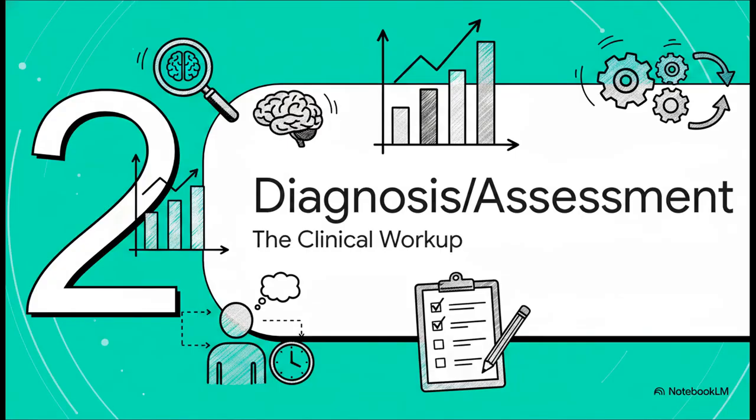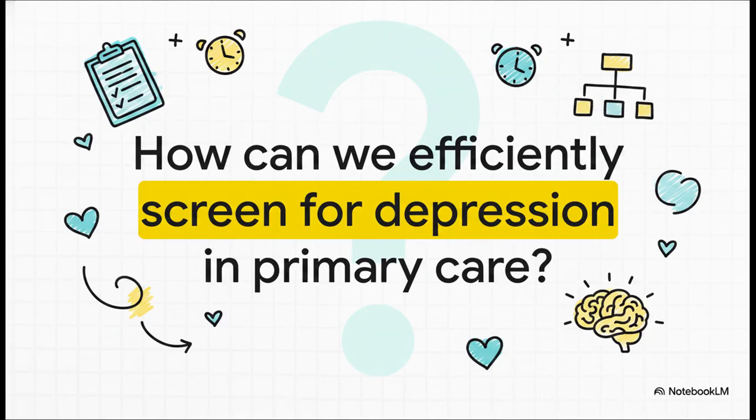Okay, so we know what MDD looks like. Now for the next logical step. How do we actually identify and assess it in a real-world clinical setting? Let's get into the practical workup. And this leads to a super practical question, right? In a busy primary care office, you don't have an hour. How can you screen for depression quickly, but also reliably?